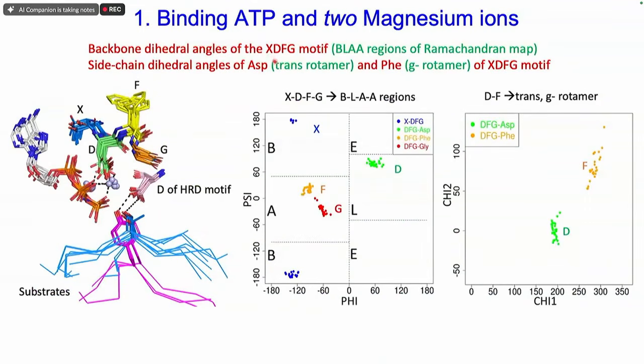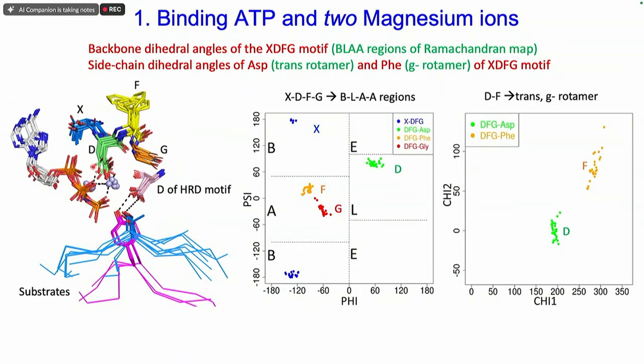So the first thing I said has to bind ATP and magnesium. That's what this site looks like. Here is the substrate that's going to get phosphorylated. Here is that aspartic acid of the HRD motif. There's a hydrogen bond here. And this is what ATP looks like and the beginning of the activation loop. So remember it's the DFG motif. This X residue is the residue before the DFG motif. And you can see that the ATP and the XDFG all look the same across this set of structures that are about to phosphorylate.